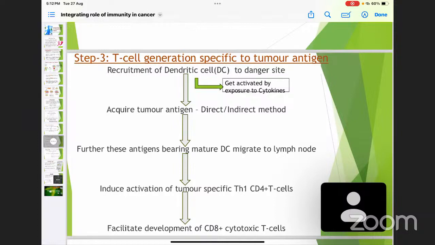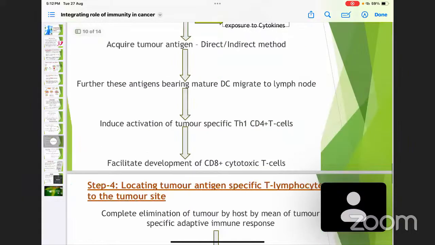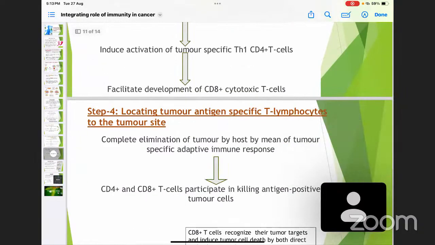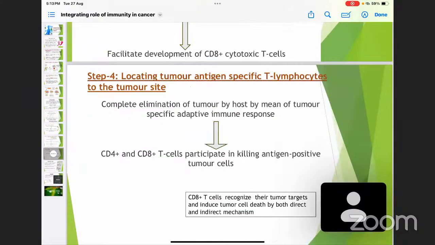Further, these antigen-bearing dendritic cells migrate to lymph nodes. Then there is activation of tumor-specific CD4 plus T cells, which facilitate development of CD8 plus cytotoxic T cells. Step 4 is the recruitment of tumor antigen-specific T lymphocytes to the tumor site, for complete elimination of the tumor by the host by means of a tumor-specific adaptive immune response. Then CD4 plus and CD8 plus T cells participate in killing antigen-positive tumor cells.